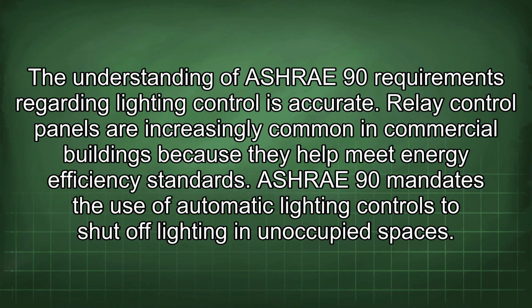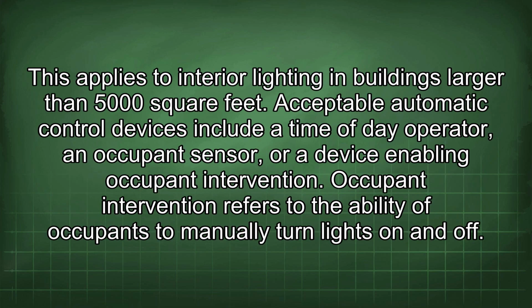The understanding of ASHRAE 90 requirements regarding lighting control is accurate. Relay control panels are increasingly common in commercial buildings because they help meet energy efficiency standards. ASHRAE 90 mandates the use of automatic lighting controls to shut off lighting in unoccupied spaces. This applies to interior lighting in buildings larger than 5,000 square feet.